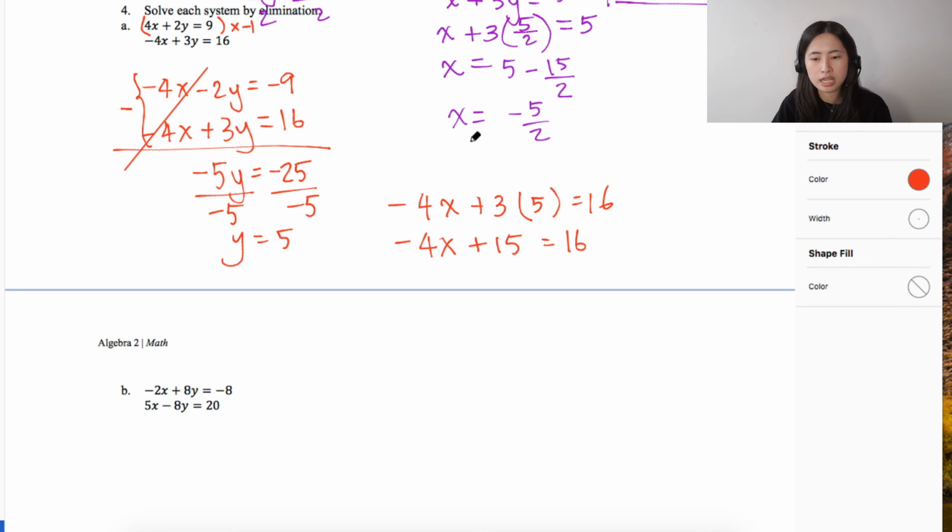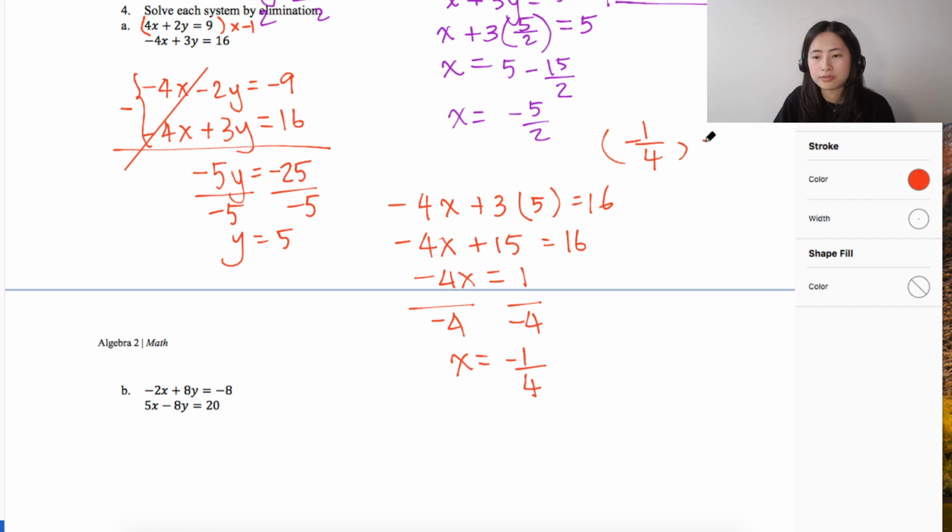16 minus 15 is going to be 1, so negative 4x is equal to 1, divided by negative 4. Therefore, x is equal to negative 1 over 4. So the solution of the system would be negative 1 over 4, comma 5.